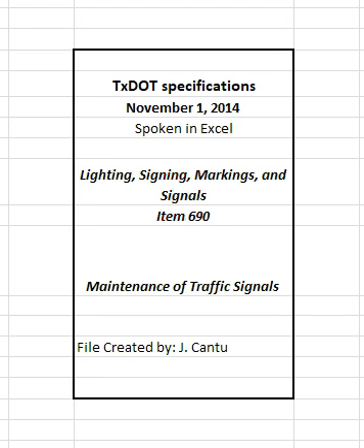Item 690. Maintenance of traffic signals. 1. Description. Furnish, install, modify, repair, replace, or remove components of a traffic signal. 2. Materials. The department will only furnish traffic signal poles, mast arms, and controllers that become part of the final installation, unless otherwise noted on the plans.